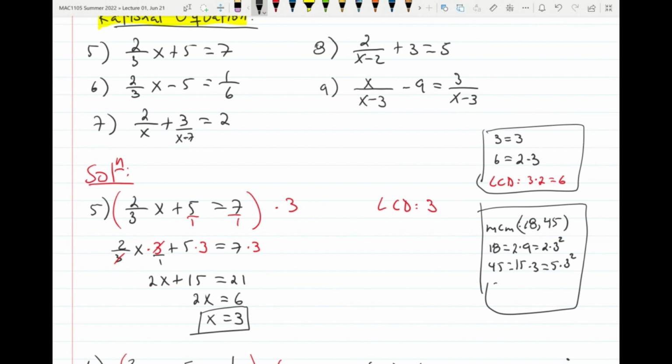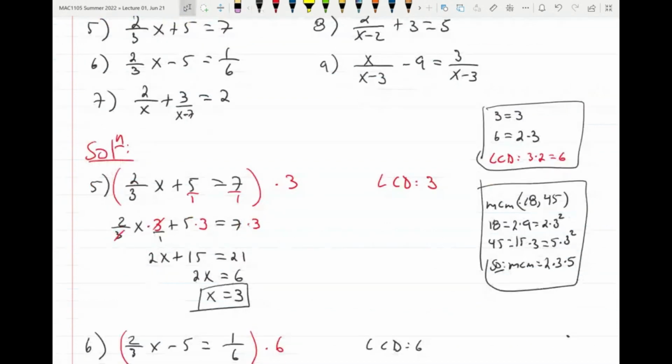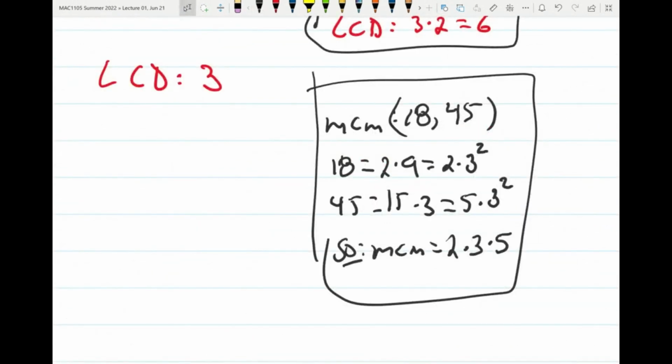Okay, so we're ready. So what's the LCM? Let's write down the primes. I see a 2, I write it down. I see a 3, I write it down. I see a 5, I write it down. Now let's come back and fix the exponents. What's the highest power of 2 in here? 1, so it stays like that.